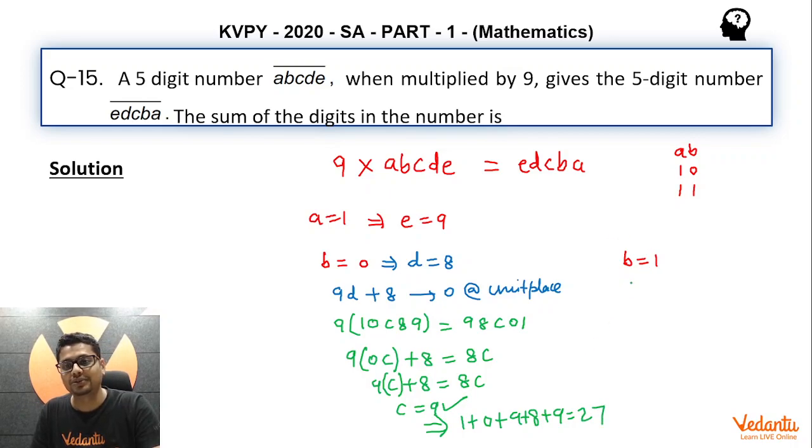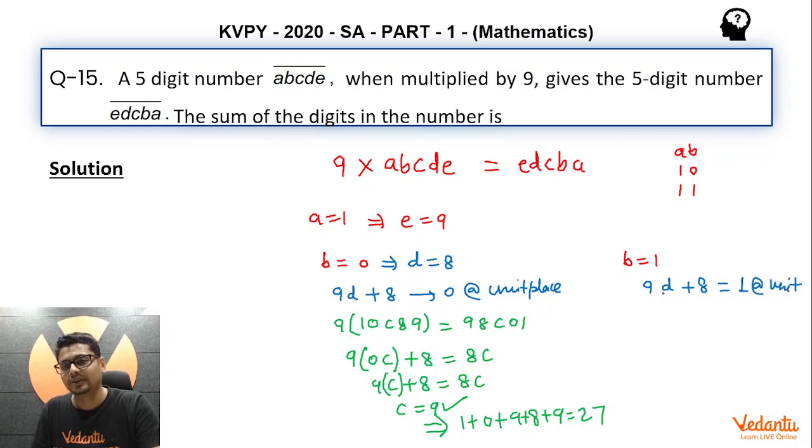Just that we have not explored one more possibility or one more case. We may even skip it. Why? Because we are expecting some unique answer, and if I'm getting 27 as an answer, that means that should be the answer. Still, let's explore what if b is equal to 1. By the same understanding, 9 times d plus 8 should give you 1 at unit place.